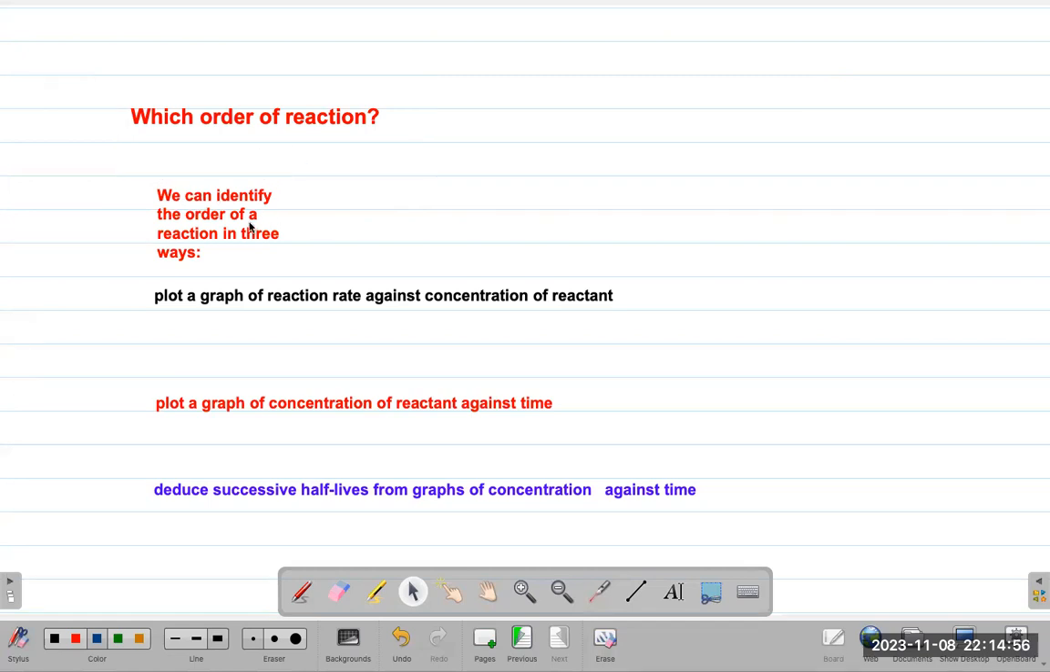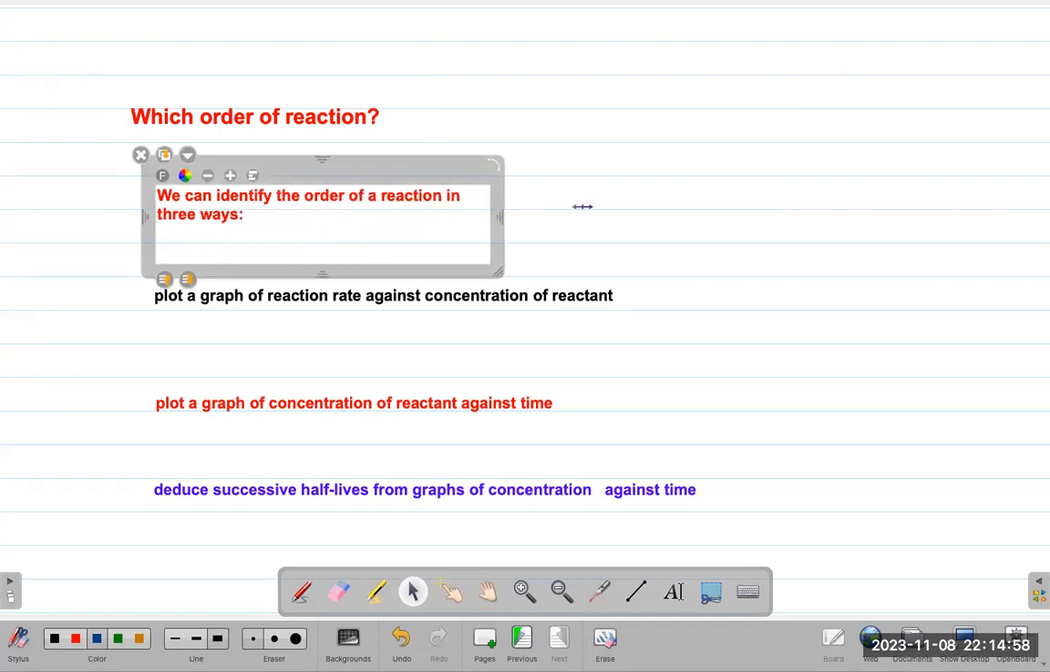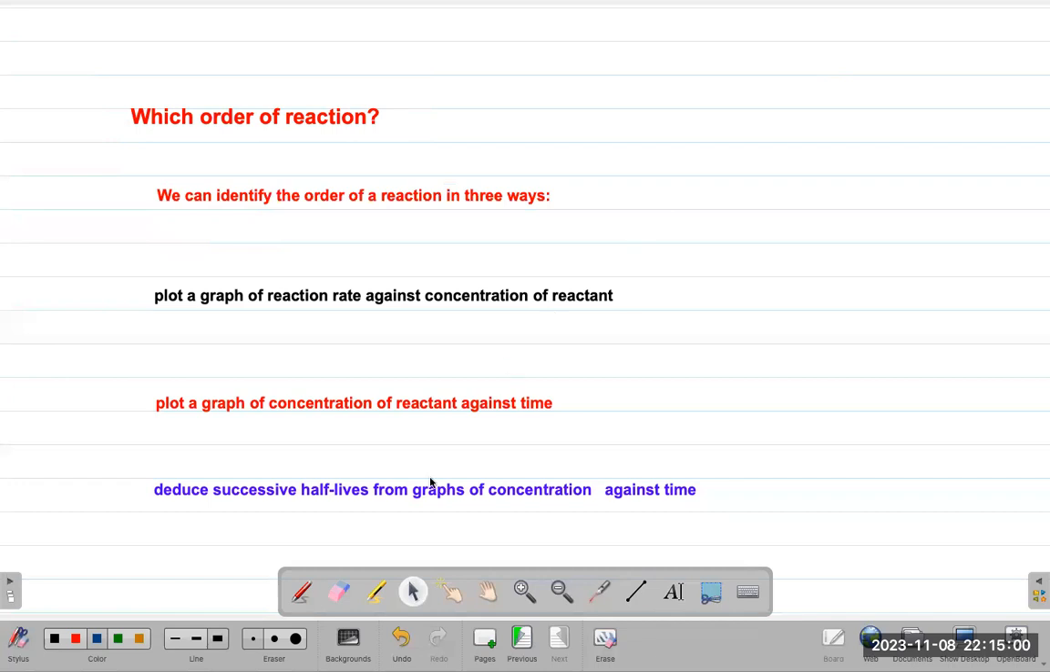Okay, how can we identify the order of the reaction? We can identify the order of the reaction in three main ways practically. Either we plot a graph of the reaction rate against the concentration of the reactant. So if you make a graph here, between these two, the rate of the reaction versus the concentration of the reactant. What is the concentration of the reactant now, and what is the reaction rate?